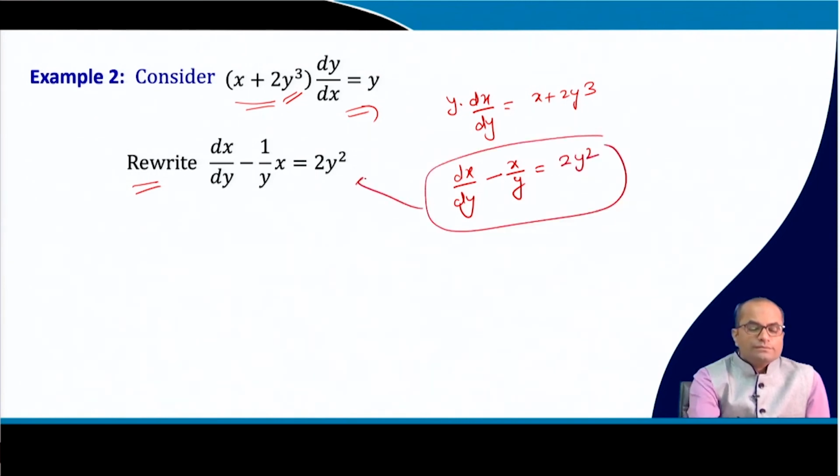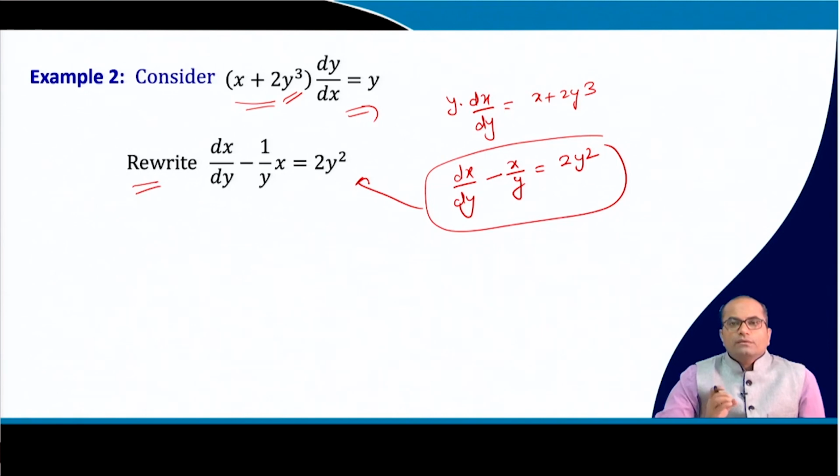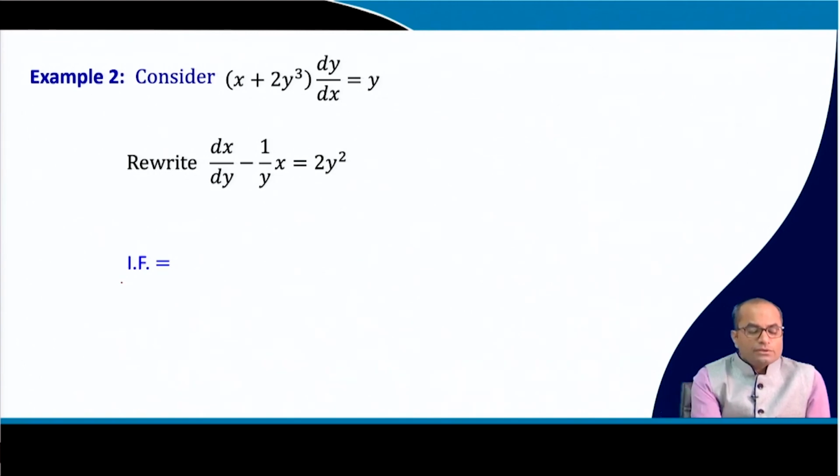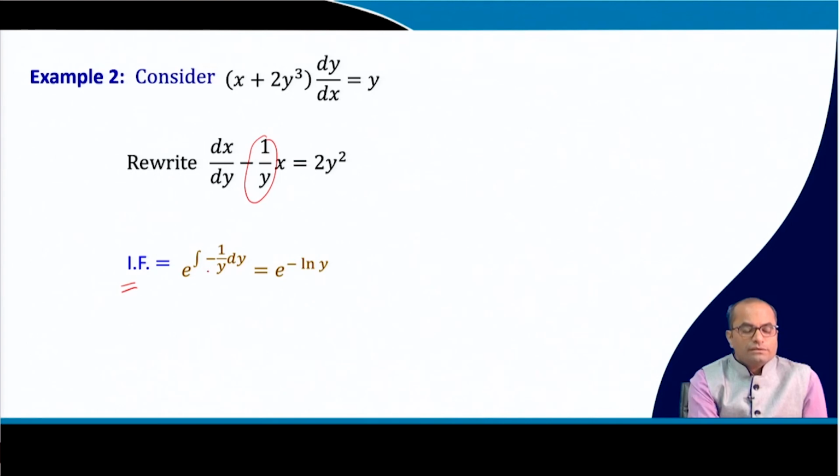So, this equation is a linear equation in x. So, we can use the formula which we have for the linear equation in x. So, integrating factor, first we have to use this one here in the integral. So, e power minus 1 over y dy is equal to e power minus ln y, and that is equal to 1 over y.